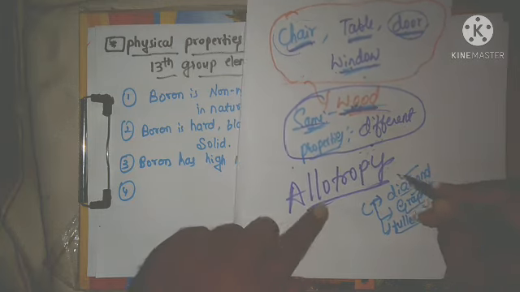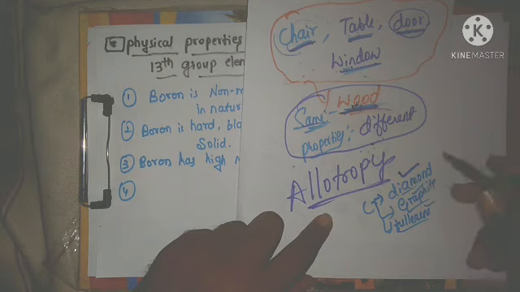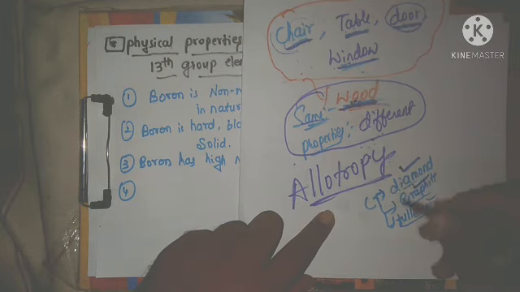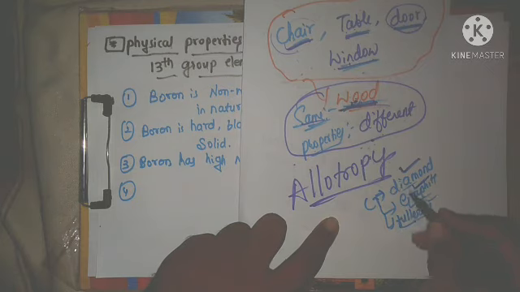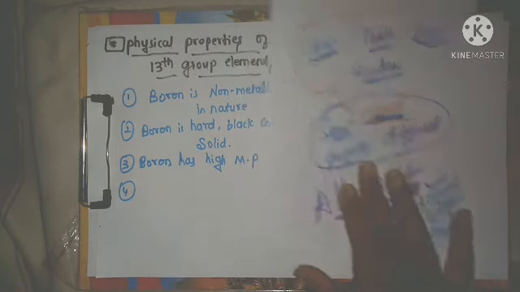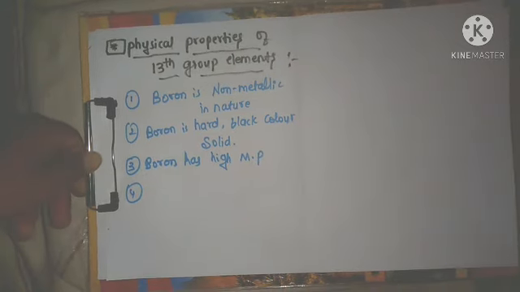Diamond is very, very high cost. Right? Graphite is cheaper. Means the properties are same or different? Diamond is shining in nature. Graphite is not shining in nature. Properties same or different? Different. Means all are made up of same element, that is carbon, but the properties are different. That is called allotropy. Here, boron is also having many allotropic forms.